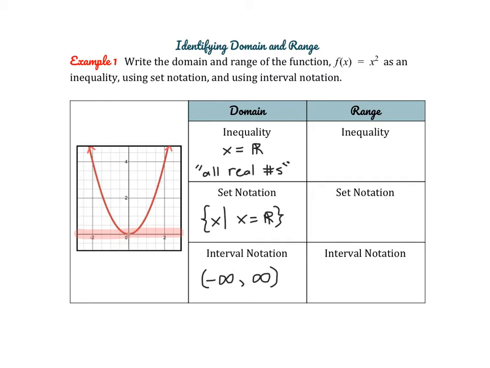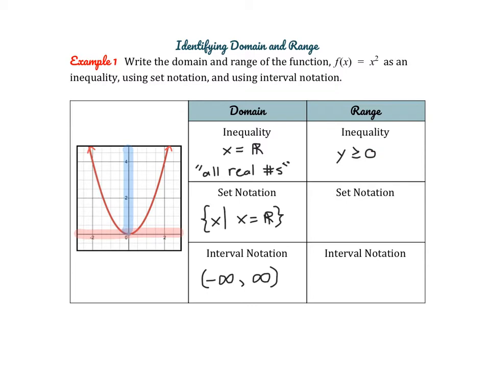So we see everything below zero, there's no y values that we're going to use. So for our range, it's everything here and above, everything zero and above. And it will keep going up and up infinitely. So for the inequality, we would say y is greater than or equal to zero. We see zero is included, there's a point there, and it's everything above it. So y is greater than or equal to zero.